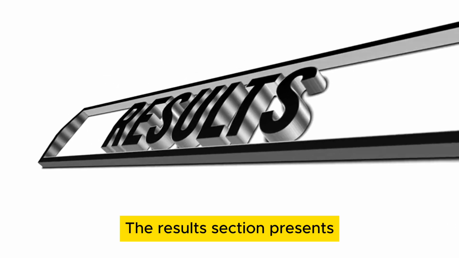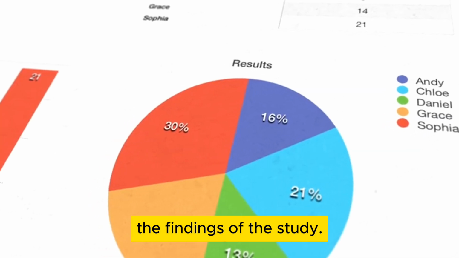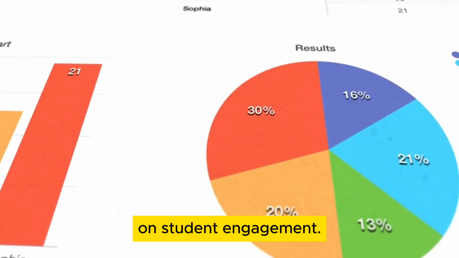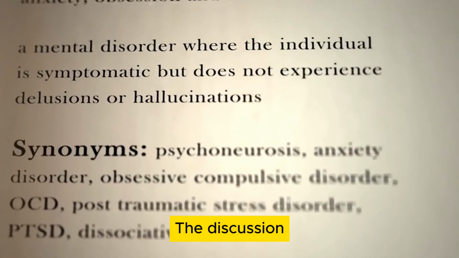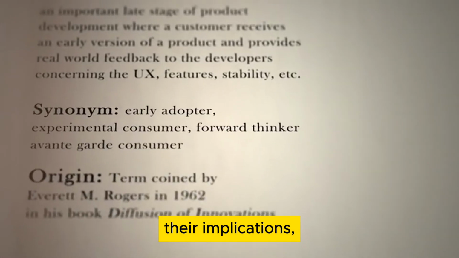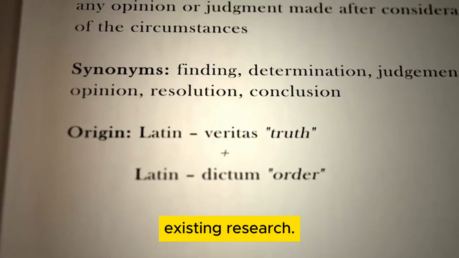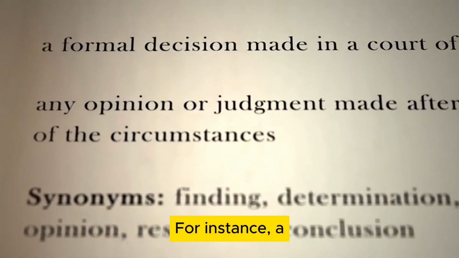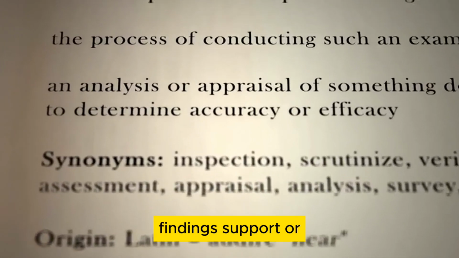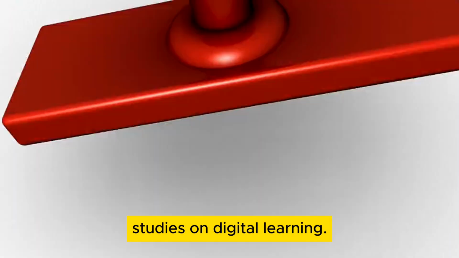The results section presents the findings of the study. This might include tables and graphs showing survey results on student engagement. The discussion interprets the results, explains their implications, and relates them to existing research. For instance, a discussion might explore how the findings support or contradict previous studies on digital learning.